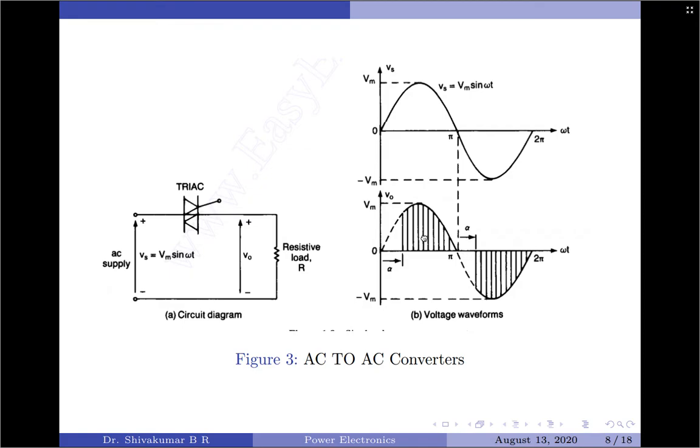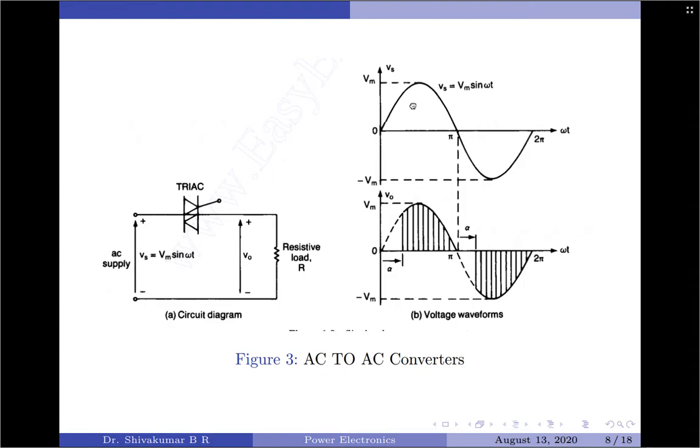Assume once again that we have provided a gate pulse at a value of pi plus alpha, and the triac starts conducting from pi plus alpha and continues to conduct till 2 pi, at which point it once again ceases to conduct, or simply goes into the off state. So in the next positive cycle, you would require the triac to be given a gate pulse in order to make it conduct in the positive cycle.